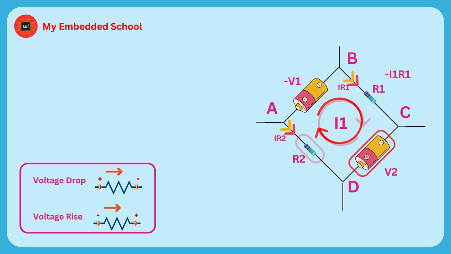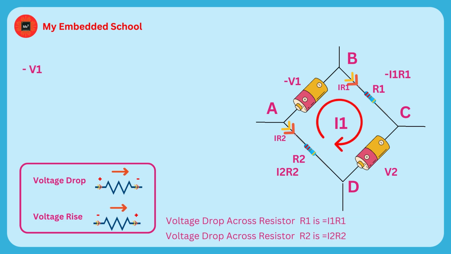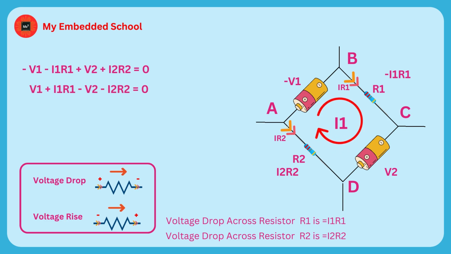In the case of branch DA, current is flowing from A to D. In this branch, we are going in the reverse direction of the current, so this is a voltage rise, and that is positive. So, we write the equation this way: minus V1 minus I1 R1 plus V2 plus I2 R2 equals 0. So, V1 plus I1 R1 minus V2 minus I2 R2 equals 0.